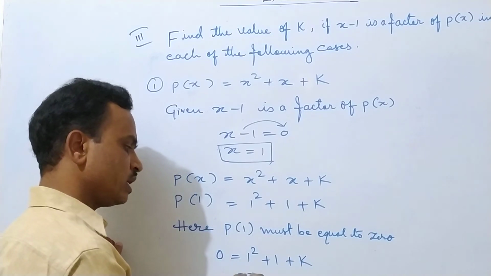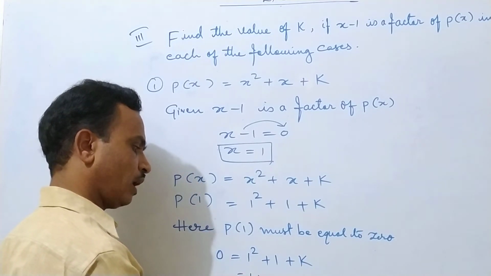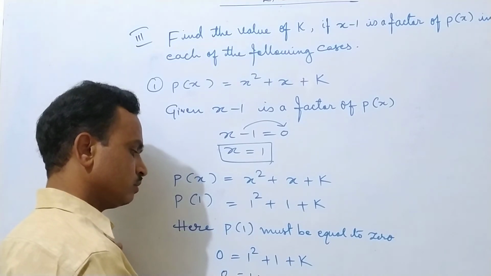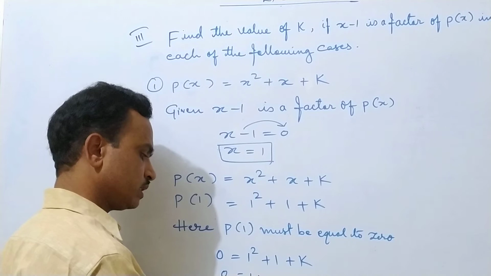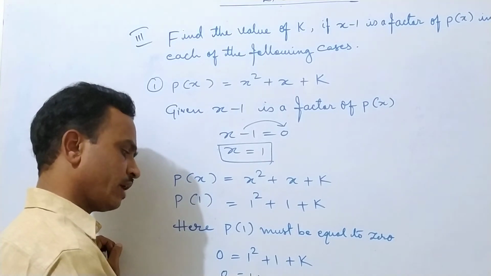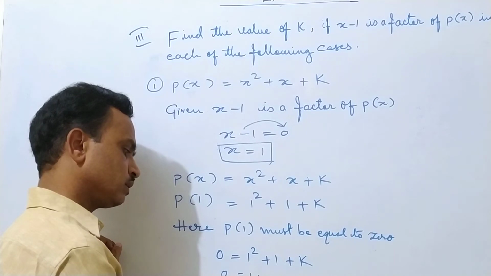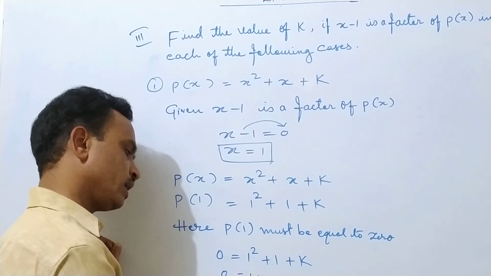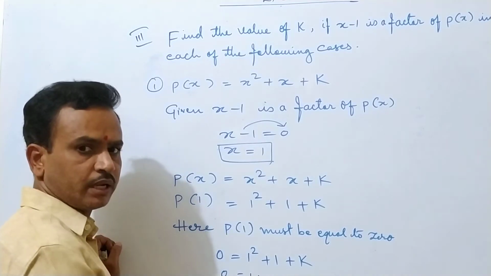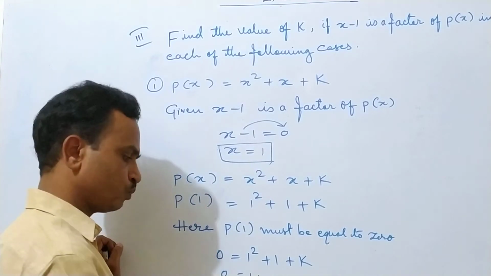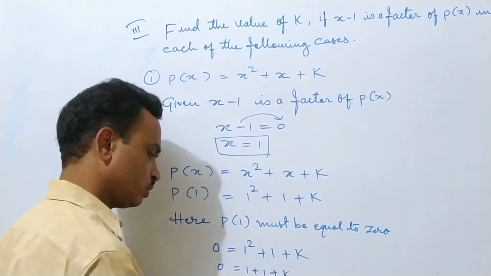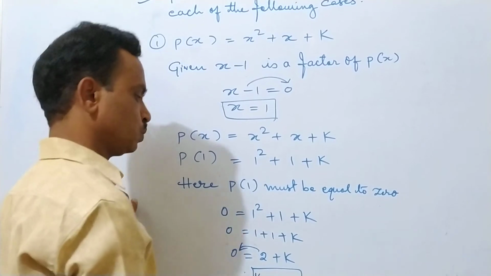So 1 square is 1 plus k. So 0 as it is, then 1 plus 1 is 2 plus k. We want the k value, so plus 2 we should take to the LHS side. It becomes minus 2. So therefore k is equal to minus 2.